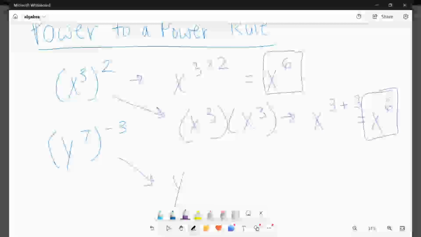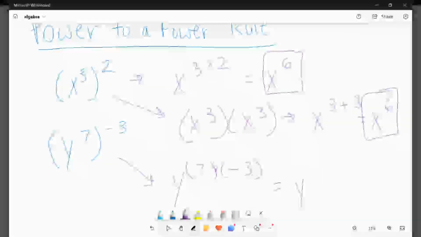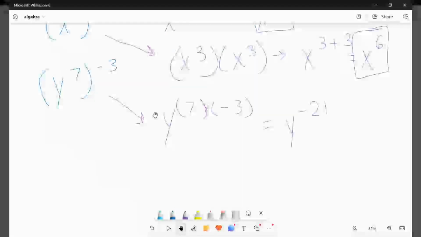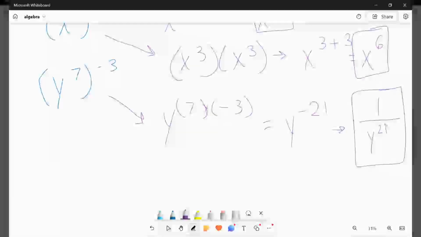So here we have the second example, right? y to the seventh times negative 3. So we get y to the negative 21st power, right? So now here's our refresher on what to do with that negative exponent. If you remember from the last video, we said in order to make a negative exponent positive, all we have to do is move it to the denominator of the fraction. So here I would have 1 over y to the 21st power. And that's it. So remember, if we have a negative exponent, it has to go down to the denominator, and then it can be positive.